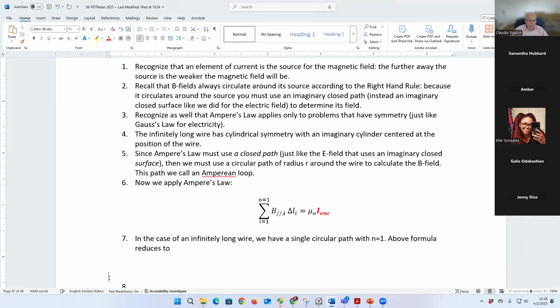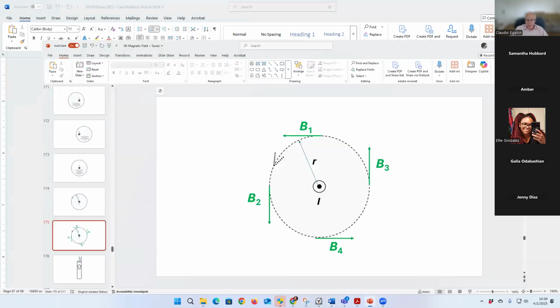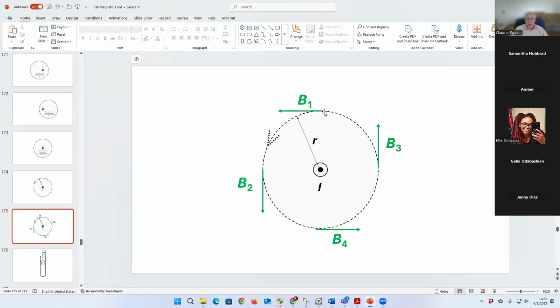We have only one circular path. Here you go. So it's going to have magnetic field parallel to the path chosen, to the circular path chosen. Going back here. Magnetic field is going to be parallel to every point along this path. Why is that? Because the path chosen will also be tangent to this circular path.